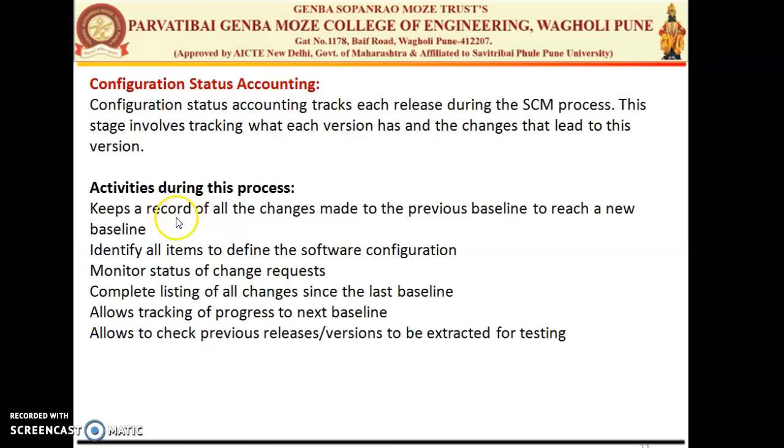So what activities are carried out? Keeping a record of all the changes that have been made from the previous baseline to reach a new baseline, that is, for the previous module, what changes have been made, and what new module we have after the changes. So identify all the items, define the software configuration, monitor the status of the change requests, complete the listing of all the changes since the last baseline, then allow tracking of the progress to the next baseline.